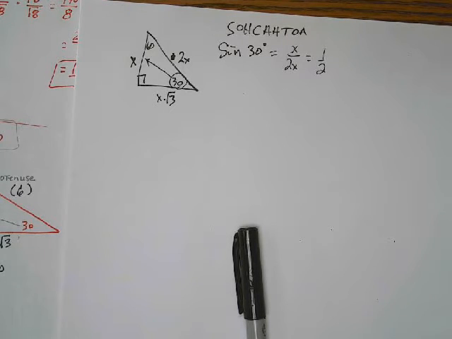What am I left with? 1/2. Everybody get your calculator out. Verify that the sine of 30 is 1/2. Better be 0.5. Just verify it on your own calculator.